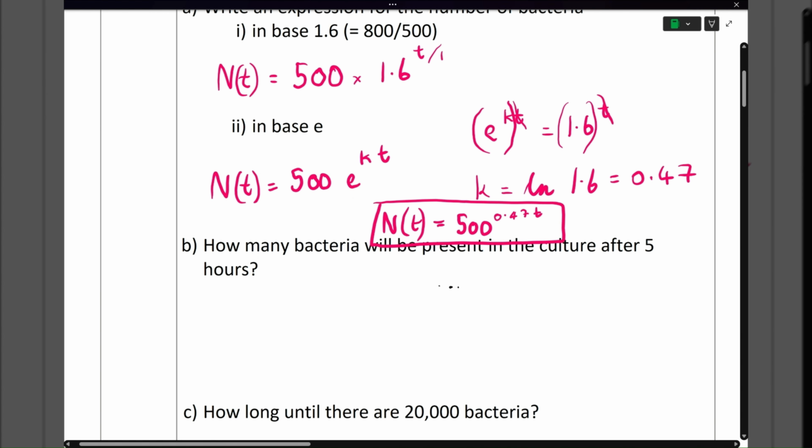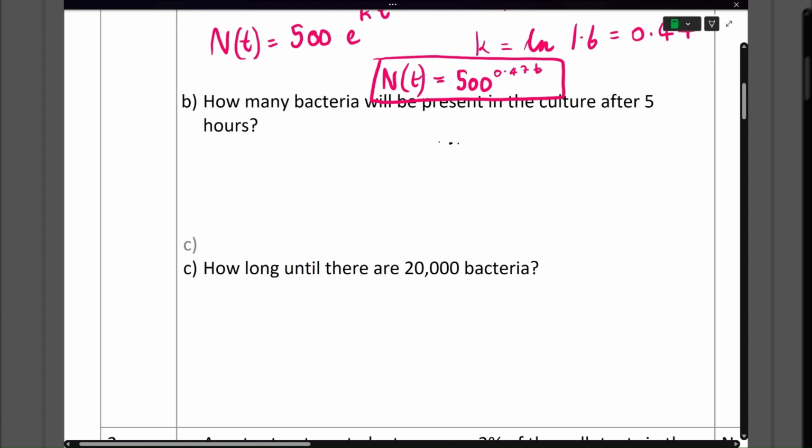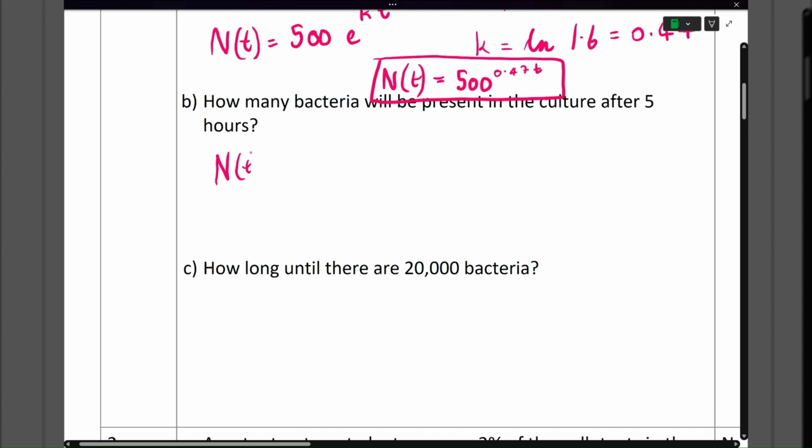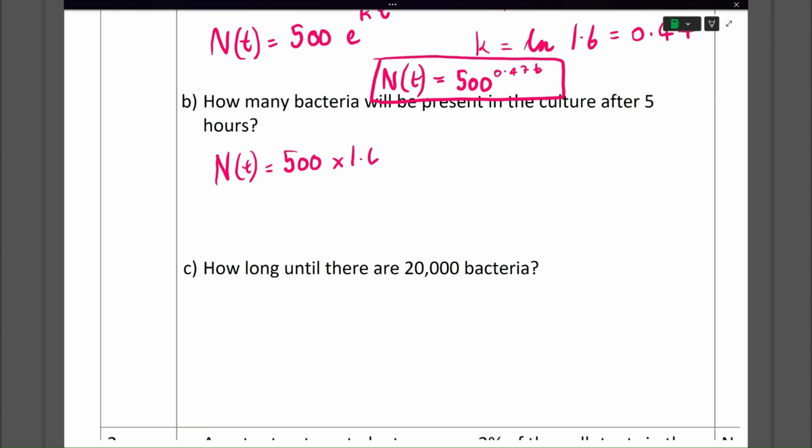How many bacteria will be present in the culture after 5 hours? So I think it's probably easier to answer this question using the first form. We should be able to use either. So N is equal to 500 times 1.6 to the power of 5, or it could be equal to 500 times e to the power of 0.47 times 5. Whichever of those two we use, we should get the number present is 5,200. I'll write it to two significant figures.